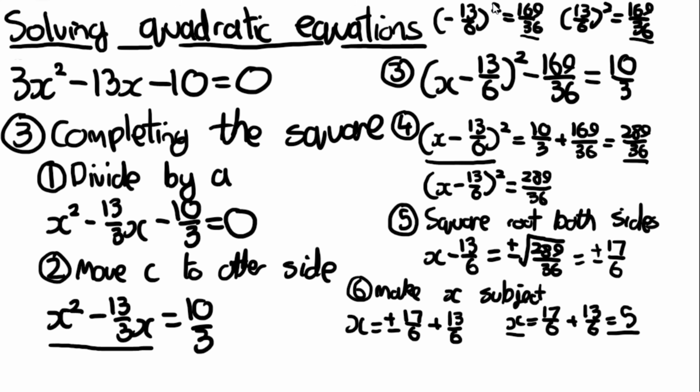And the second solution is when it's minus 17 over 6, so it'd be minus 17 over 6 plus 13 over 6, which would be minus 4 over 6, which would be equal to minus 2 over 3. So those are the two solutions, and that's how you get them using completing the square.